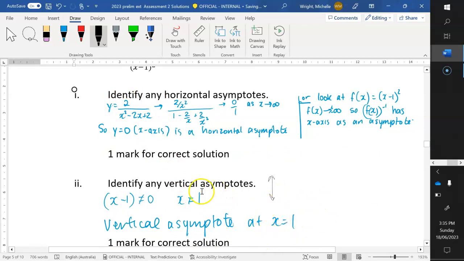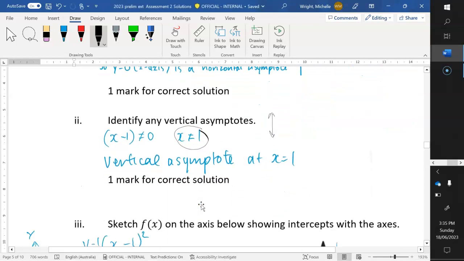I'd also prefer that you didn't just write that x is not equal to 1. Yes, that's the case, but what does that mean? That means there's a vertical asymptote at x equals 1. I would prefer to have that, but if you did write the other, I marked you right for that as well.